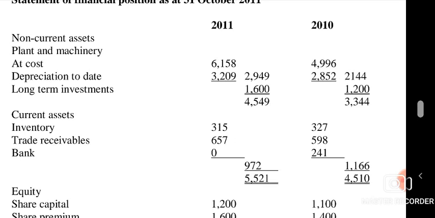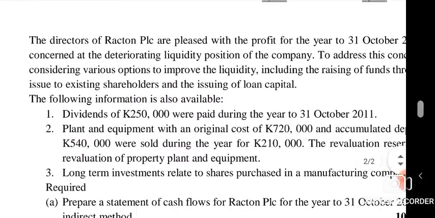So mostly, as I said, they give you 2 years. The previous year is your opening, the current year is your closing. So these double figures are there to let you see the movement or any changes from the previous year to the current year. So I want to get the charge for this year. Okay, and as we handle this depreciation, we will need some detail from part 2.